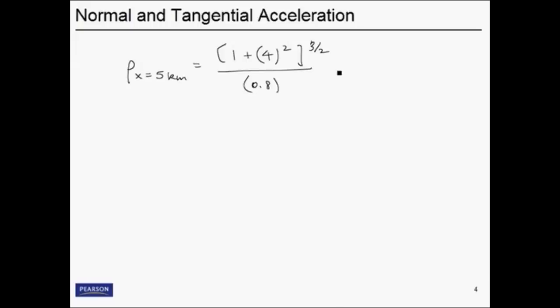And if we work that all out, we get 87.62 kilometers for our radius of curvature. Okay, so that was a pretty straightforward calculation, and in particular because the shape of the path was a polynomial, it was easy to go ahead and take the derivatives and figure that out.